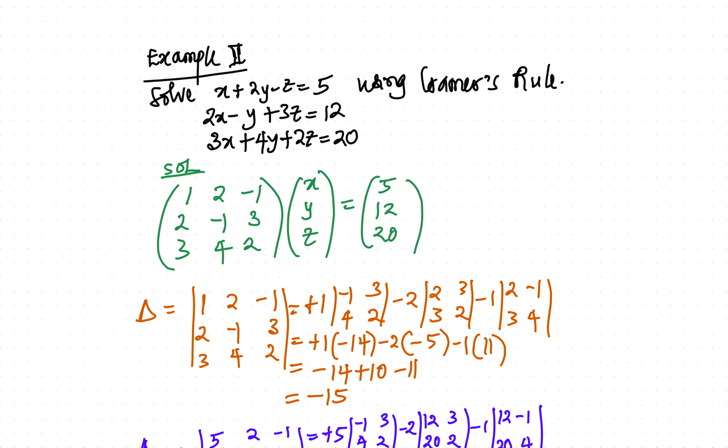Again, you form the matrix of coefficients. That's 1, 2, minus 1 here, then 2, minus 1, 3 here, 3, 4, 2. That's the third row. And then, of course, the variables are going to be x, y, z, a column vector, and then the right-hand side, 5, 12, and 20, is also a column vector. So with this, you have the system in matrix form.